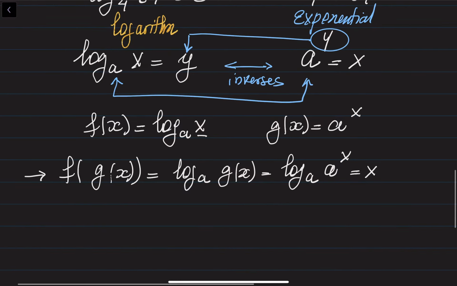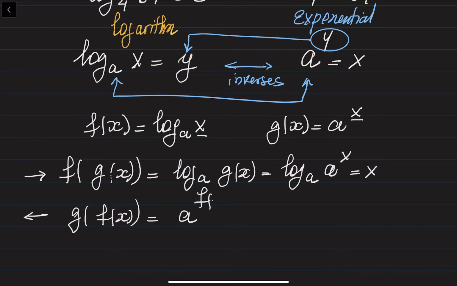At the same time, we can show that g of f of x is also equal to x. G of f of x, now instead of x here I'm going to put f of x, so a to the power of f of x, and this is a to the power of logarithm base a of x, and this is also equal to x. This is because the logarithmic function and the exponential function are inverses.